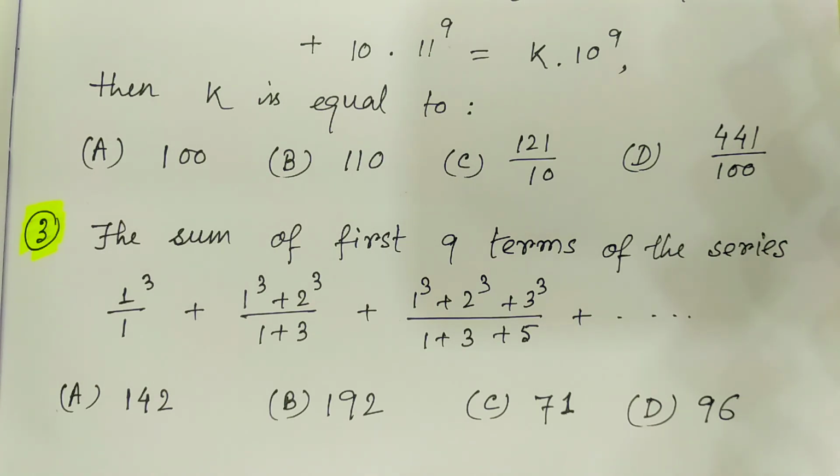Likewise, question number 2, option A, B, C or D. It is not required to write the total answer. Just write the number of the question and which option is correct.